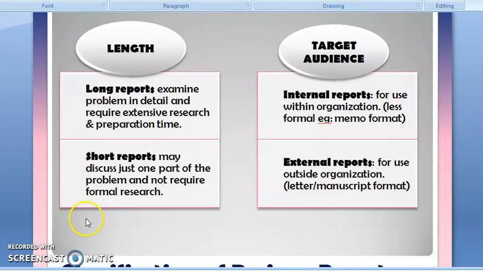And length. Panjang ke pendek? So kalau you tengok yang kita tengok dekat Telegram Majlis Keselamatan Negara MKN tu, it's actually a short report but will be compiled as a long report. And then target audience dia of course lah outsider, rakyat Malaysia. Supaya semua orang nampak, semua orang jangan takut.